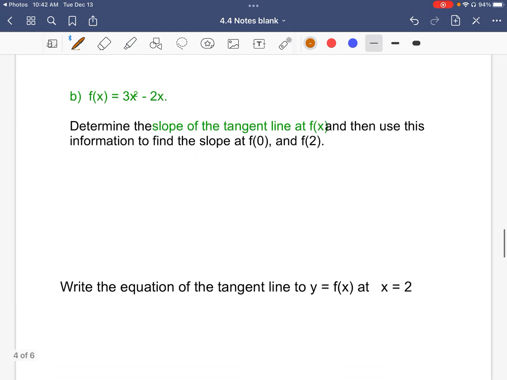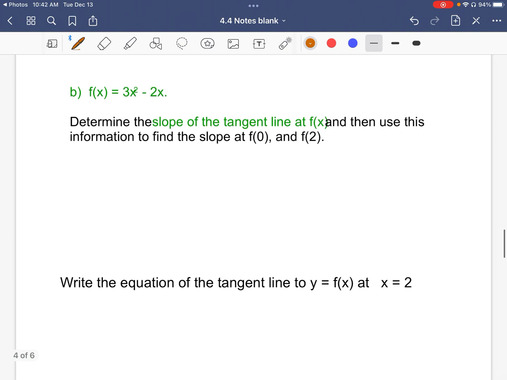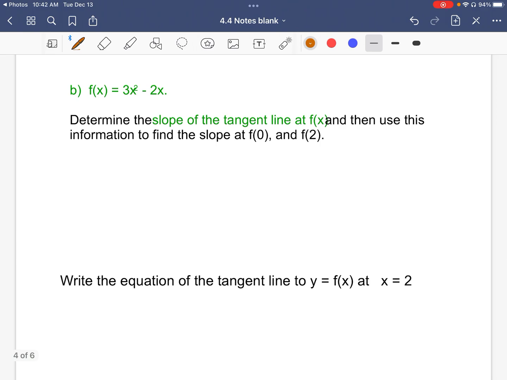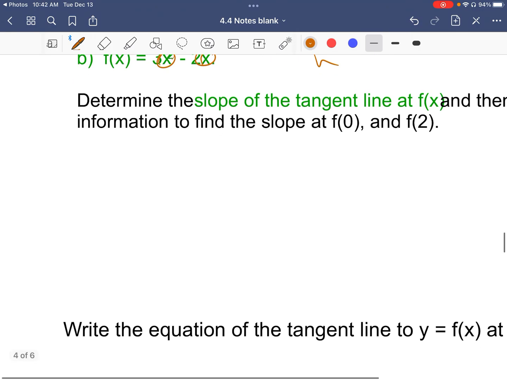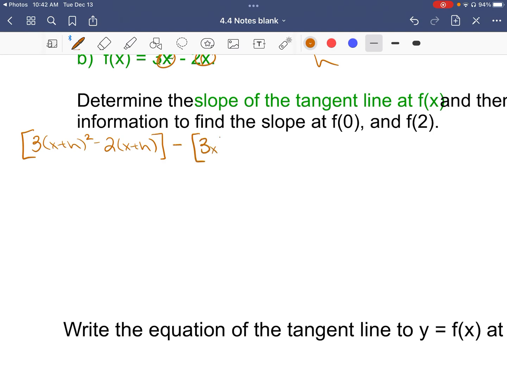Our next function, so find the slope of the tangent line at any point, and then find that for f of 0 and f of 2. So slope at any point, again, that's our f of x plus h minus f of x all over h. So plugging every x plus h into our x coordinate, I'm going to use brackets to help us separate. So 3 times x plus h squared minus 2 times x plus h, minus 3x squared minus 2x, all over h.